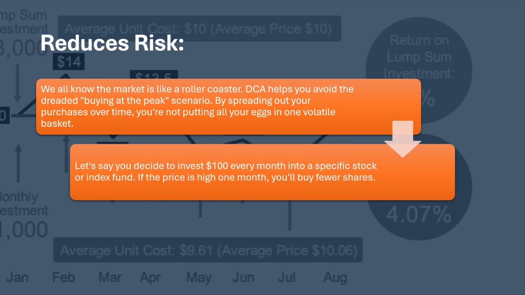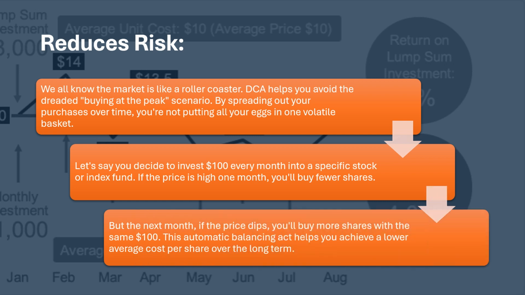Let's say you decide to invest $100 every month into a specific stock or index fund. If the price is high one month, you'll buy fewer shares. But the next month, if the price dips, you'll buy more shares with the same $100. This automatic balancing act helps you achieve a lower average cost per share over the long term.